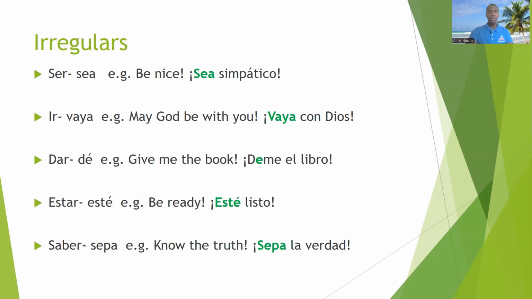Now the irregulars. So the same guilty verbs. Ser, ir, dar, estar, saber. So you have the irregular form, and then you have them with examples. So sea simpático, vaya con Dios, deme el libro. And you will see with dar, I use an indirect object pronoun, and that's actually something that we're going to do a little later, using object pronouns with affirmative commands. Esté listo and sepa la verdad. So these forms you would have to learn.